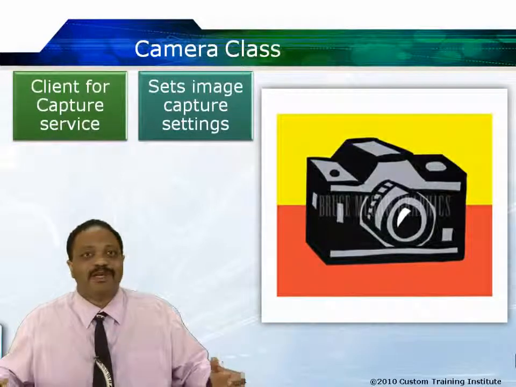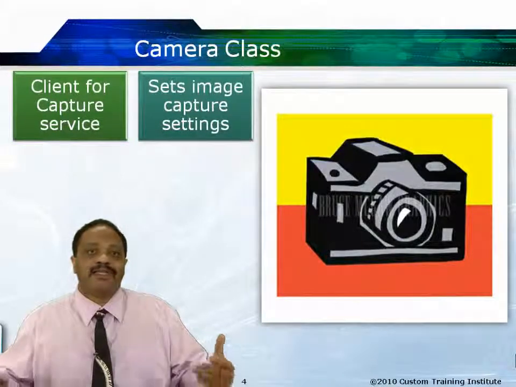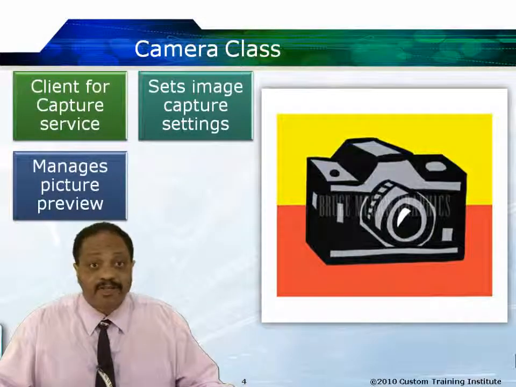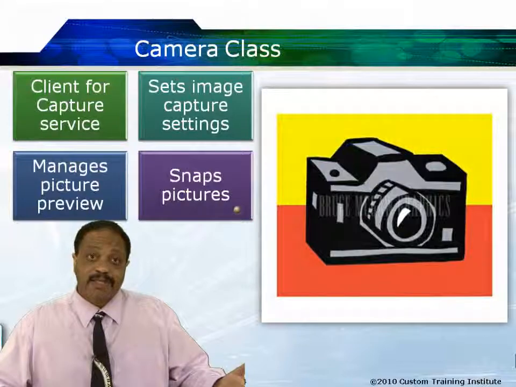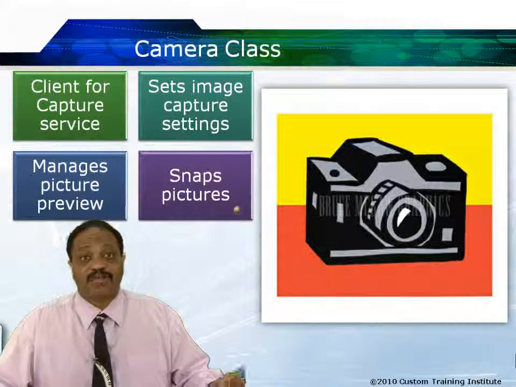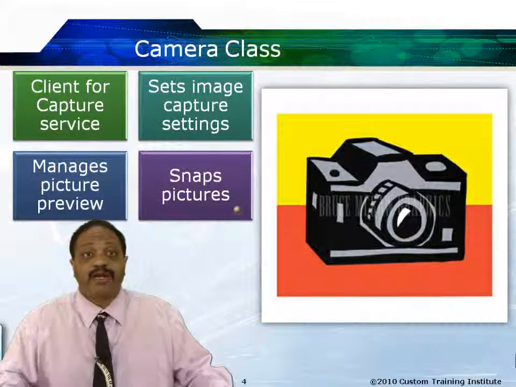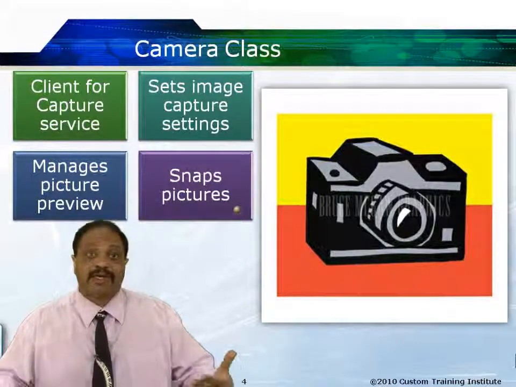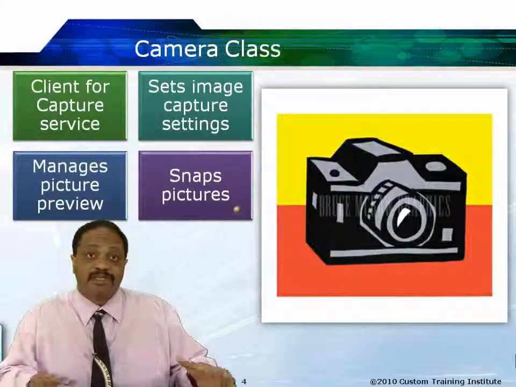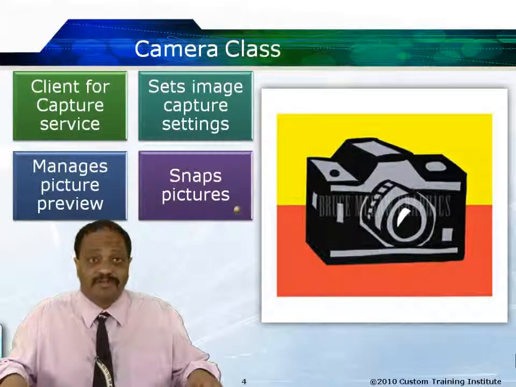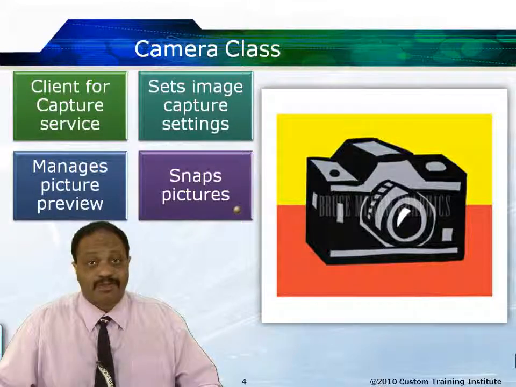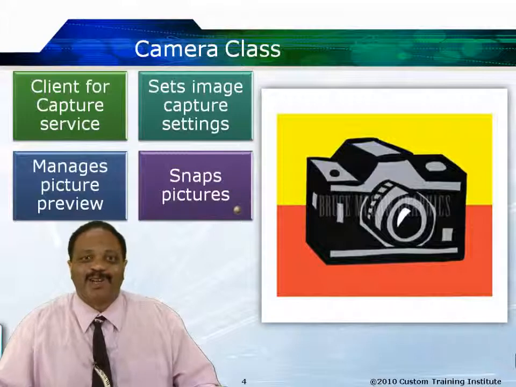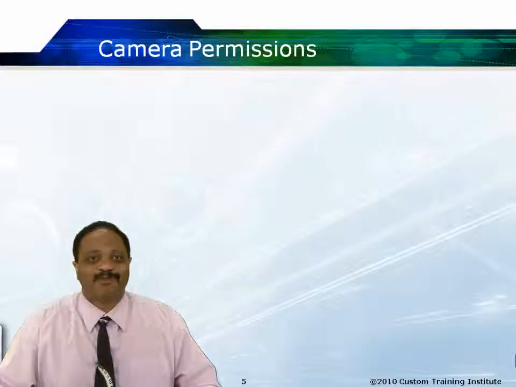So the camera class allows us to set the image capture settings. The camera class allows us to manage picture preview capabilities, and the camera class allows us to actually snap the pictures. So we cannot directly, again, get to the hardware, but we can indirectly access it by going through this camera class, which is the indirect interface to the capture service. And the capture service is what actually captures the images and actually interfaces with the hardware.